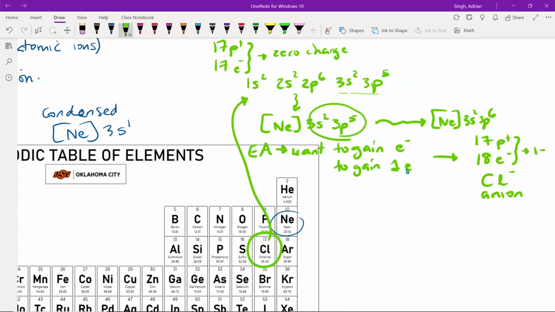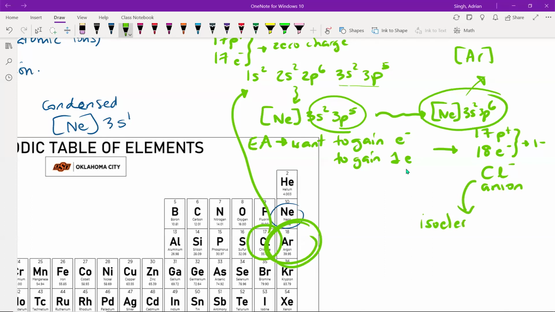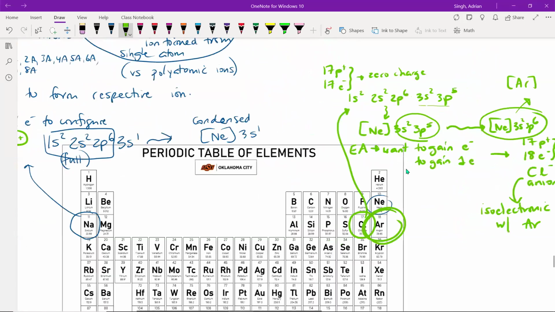Okay, and now hopefully what you'll see is that neon 3s2, 3p6, this is the same electron configuration as argon, the noble gas that came directly after it. So we can now say the Cl minus is isoelectronic, has the same electron configuration with argon, the nearest noble gas. Okay, so generally, we can use these two as our examples.